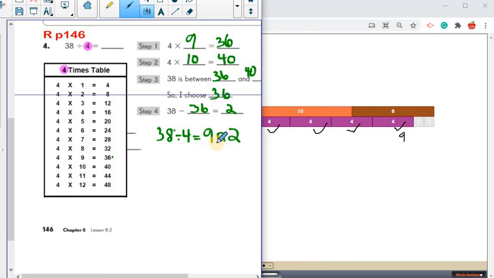Now I'm going to flip that around into multiplication. 4 times 9 equals 36. 36 plus 2 equals 38. So 4 times 9 is 36, plus 2 is 38. 38 divided by 4 equals 9, remainder 2.